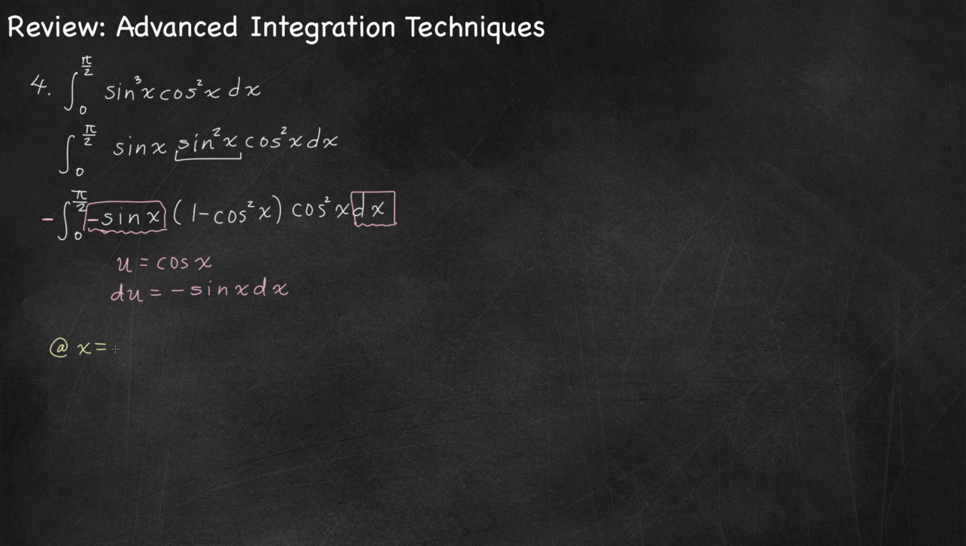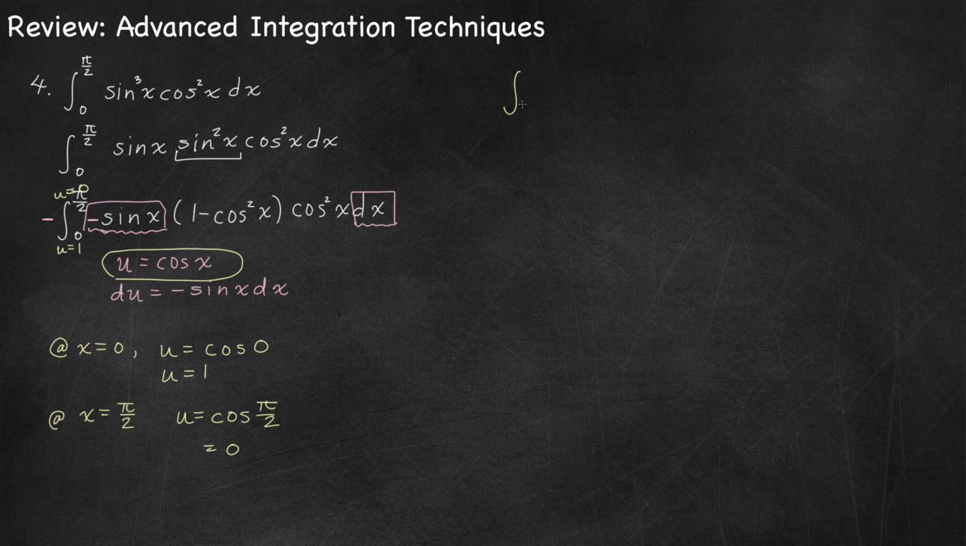So let's go ahead and convert our bounds. At x equals 0, I'm using this equation right here to convert my bounds. u equals the cosine of 0. Well, the cosine of 0 is 1, so u equals 1. And then at x equals pi over 2, u equals the cosine of pi over 2. The cosine of pi over 2 is 0, so that means u equals 0 up here. Okay, so our new integral goes from u equals 1 to u equals 0.